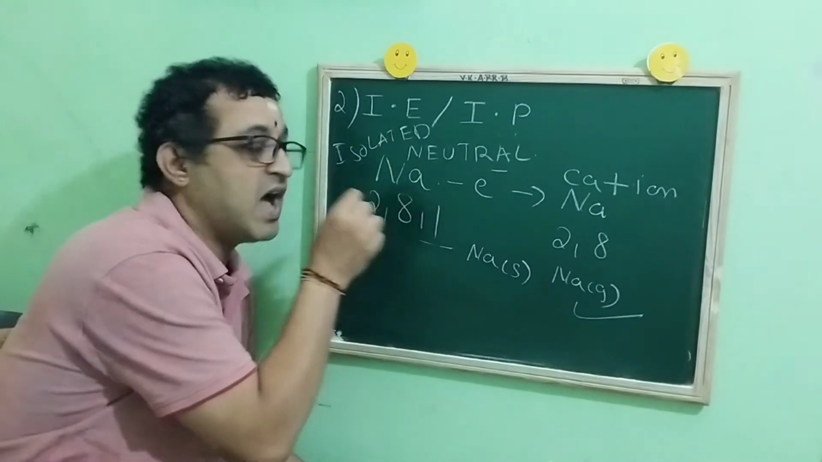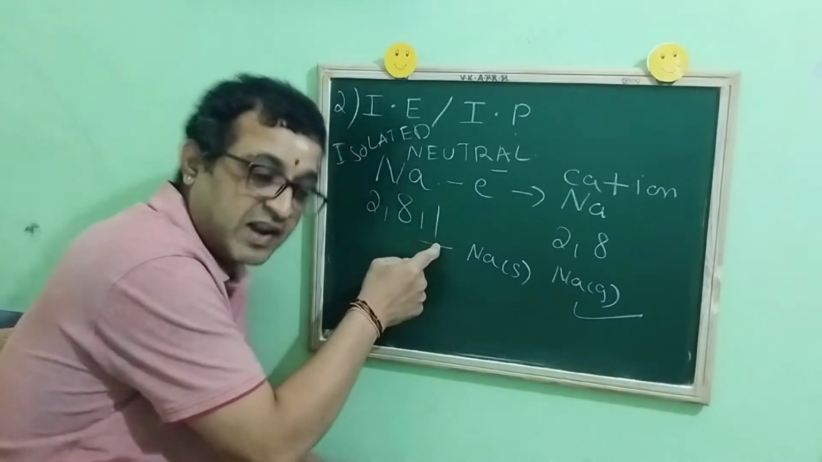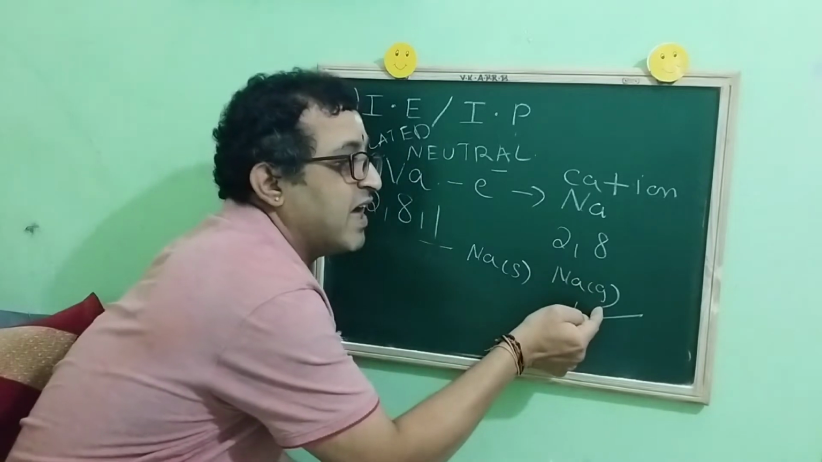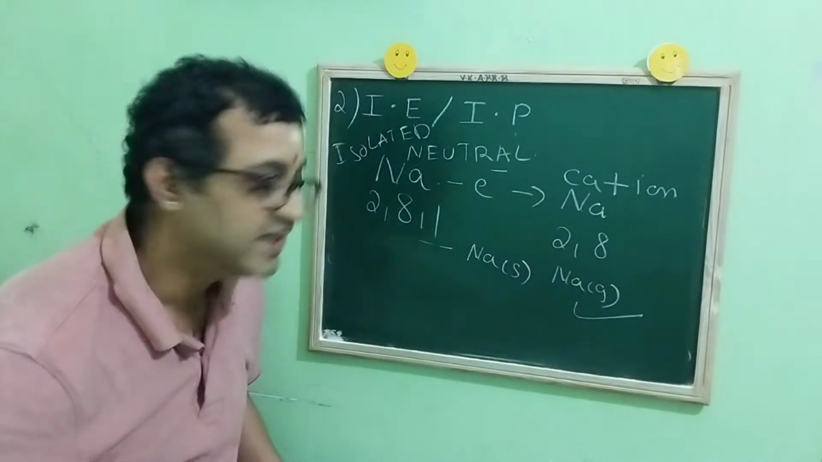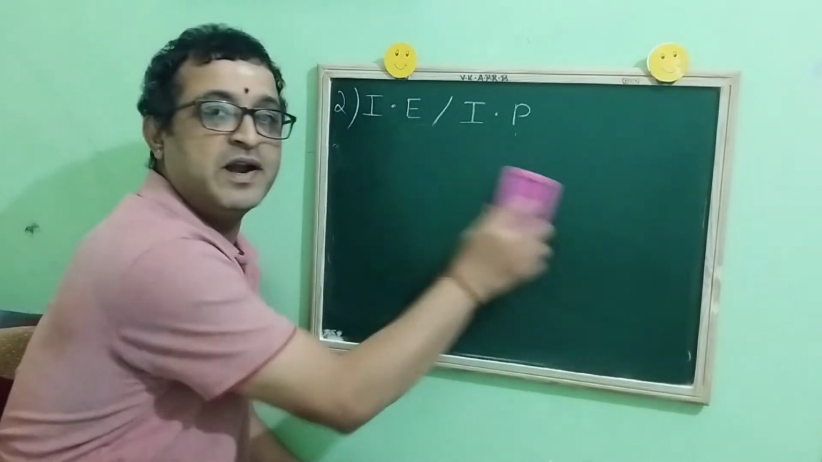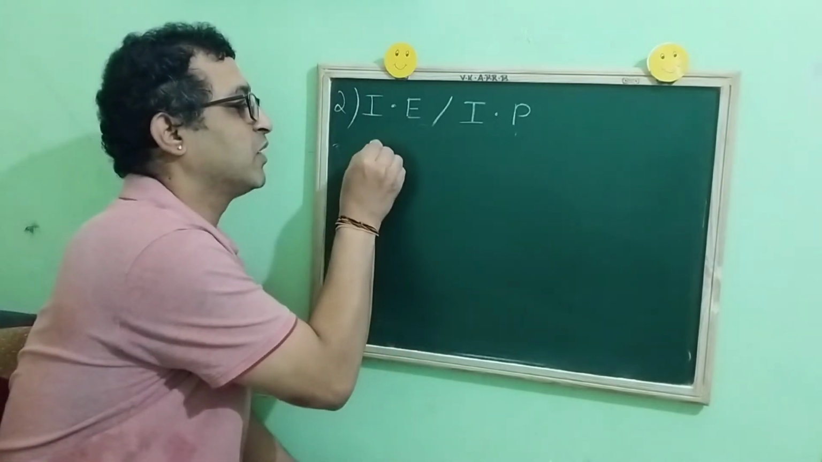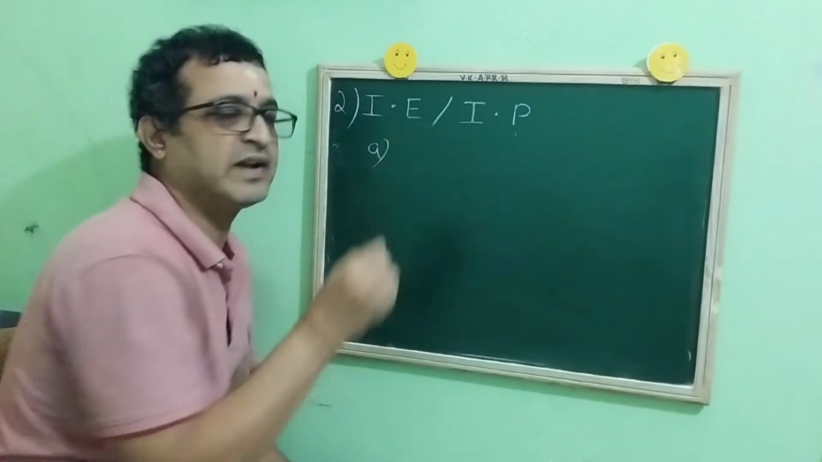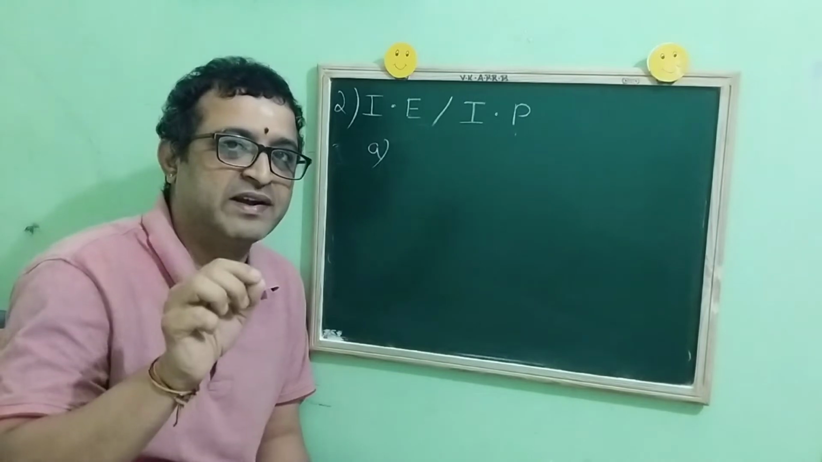I repeat, what is the definition? Ionization energy is the amount of energy supplied or required to remove the outermost electron from an isolated, neutral, gaseous atom to form a cation. Now children, this ionization energy is going to depend upon what factors? Children, one simple question actually. Observe here. There are two factors which are going to affect ionization energy.